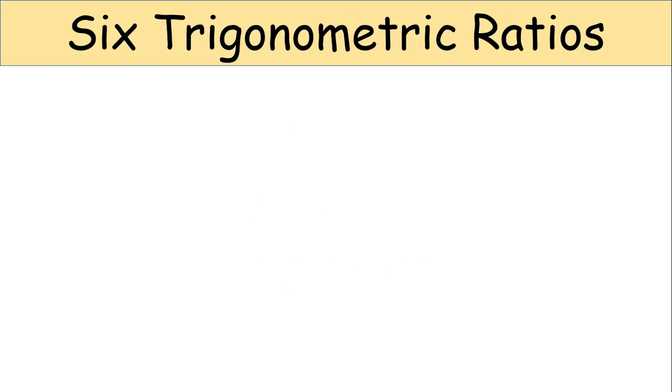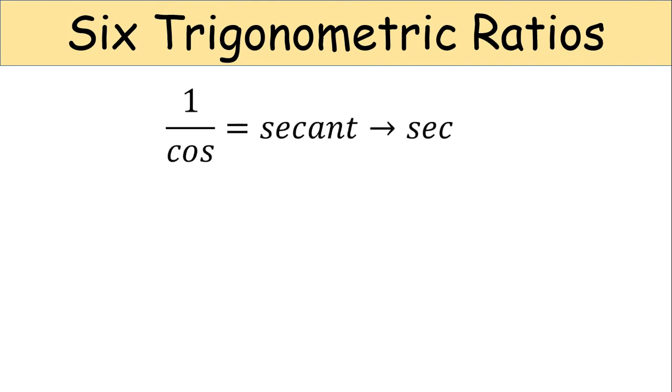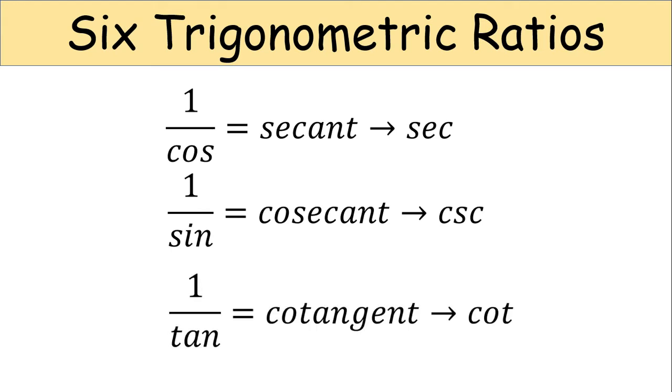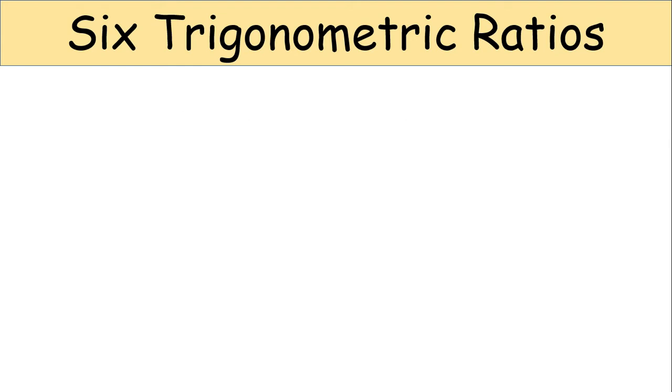Tapos, kapag 1 over cosine natin yan, magiging secant naman yan. Pag 1 over sine, cosecant. Kapag 1 over tan is cotangent. So, kung maghahanap kayo ng secant, kunwari, we have cosine 25. Ita-type nyo 1 over cosine 25 para makuha nyo si secant. And so on. So, yung kailangan nyo matandaan dito is yung 6 na to.